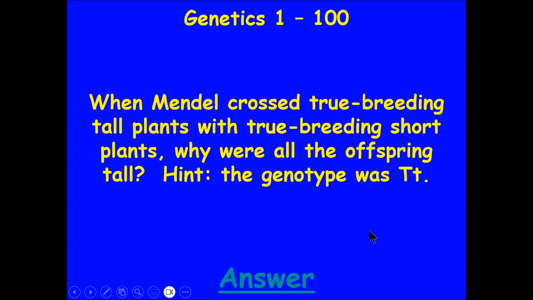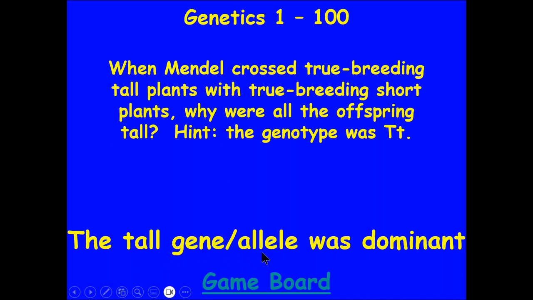When Mendel crossed true breeding tall plants with true breeding short plants, why were all of the offspring tall? Hint, the genotype of these offspring was big T, little t, because it was big T times little t. That would be true breeding tall and true breeding short. Answer coming in 5, 4, 3, 2, and 1. It's because the tall allele was dominant. Therefore, the phenotype for all of these offspring would have been tall.